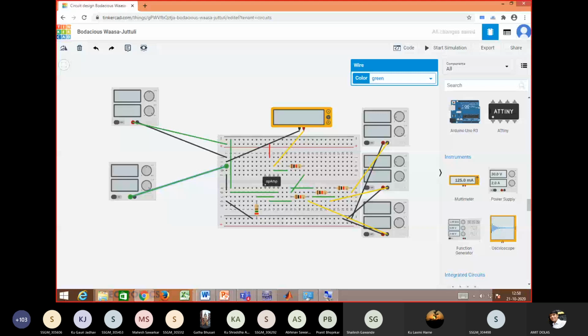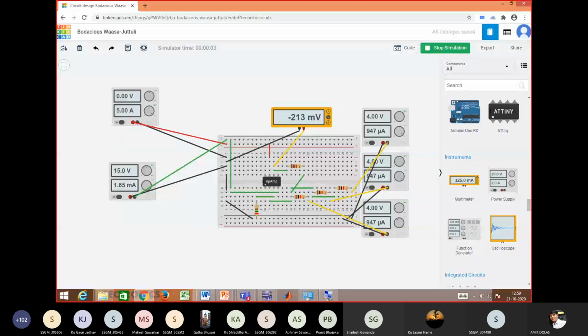Okay, now your supply is plus 15 and minus 15. Let's see this. Something went wrong. This one has become 0, this one is 15.